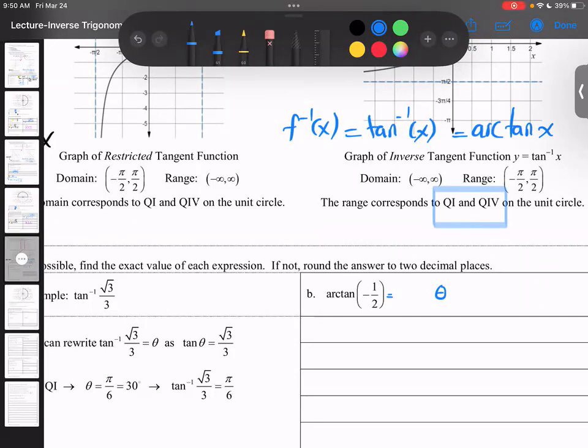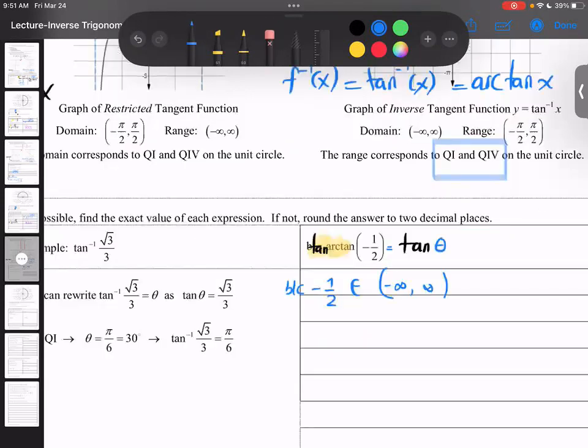Can I add tangent to both sides like this? For the tangent inverse, what's the domain? Everything, right? So you don't have to worry much. Everything inside of tangent inverse it will take. Okay, cancel. Tan and arctan cancel. This implies, because negative 1/2 belongs to negative infinity to infinity, that tangent theta equals negative 1/2.